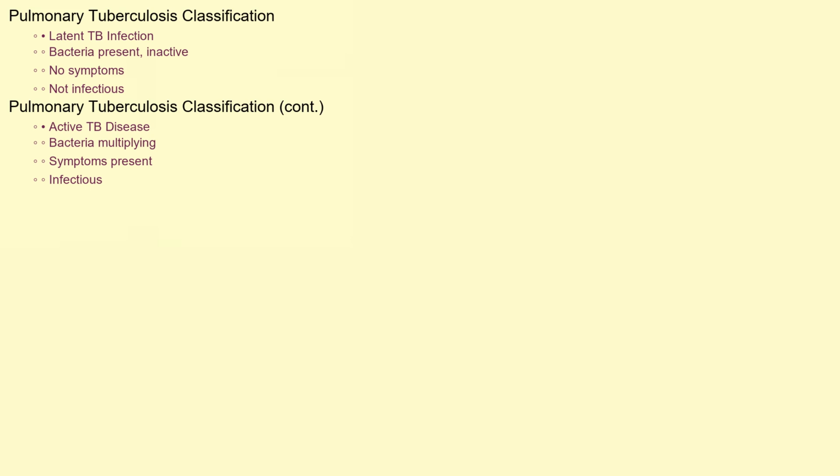Pulmonary TB can be broadly classified as either latent TB infection or active TB disease. Latent TB infection means that the bacteria are present in the body but are inactive and not causing symptoms. People with latent TB are not infectious. Active TB disease, on the other hand, means that the bacteria are multiplying and causing symptoms. People with active TB disease are infectious and can spread the bacteria to others.